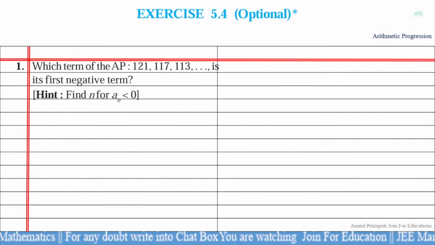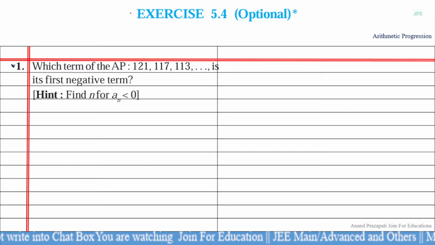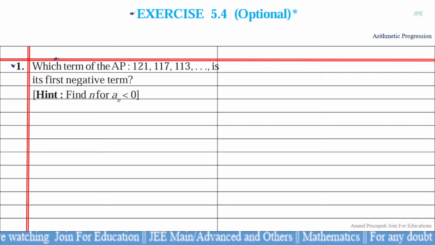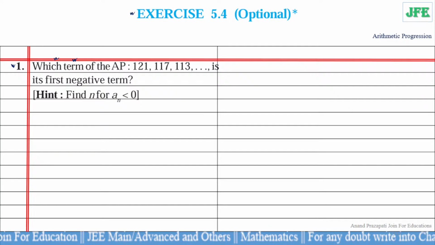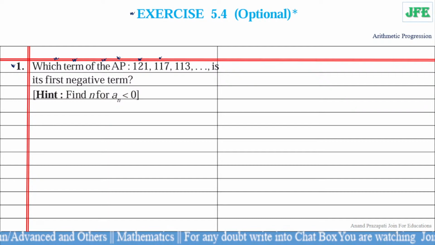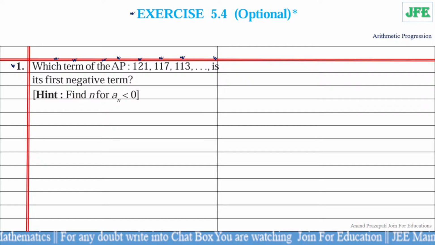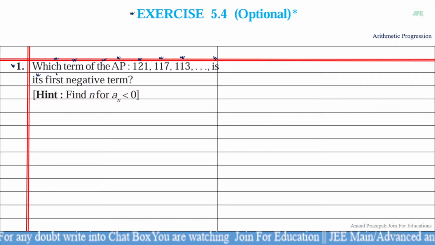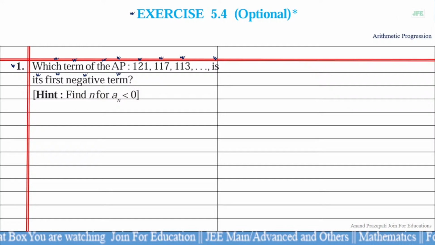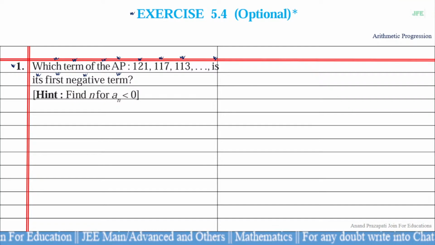The first question of exercise 5.4. This question asks us which term of the AP 121, 117, 113 is its first negative term. Let its first negative term be n.